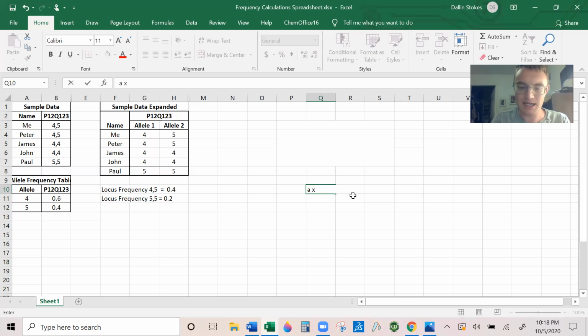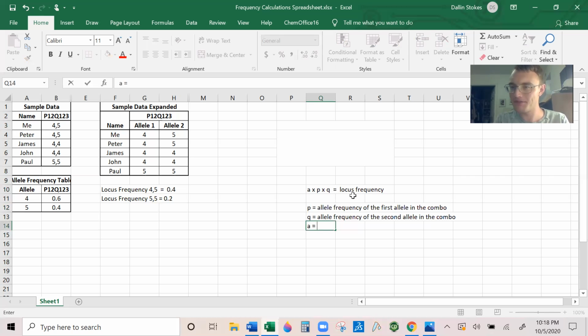A times p times q is equal to locus frequency, where p is equal to the allele frequency of the first allele in the combo, q is equal to the allele frequency of the second allele in the combo, and A is the number of different alleles in the combo. Let me show you what that means.